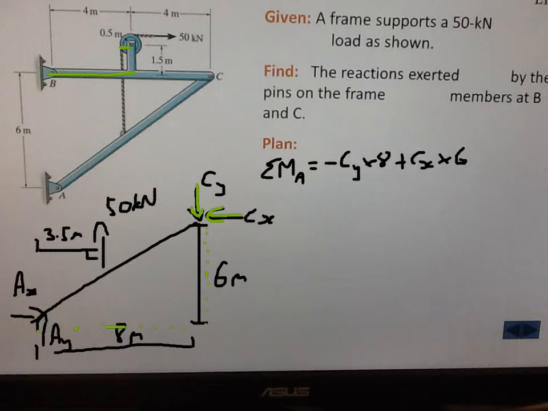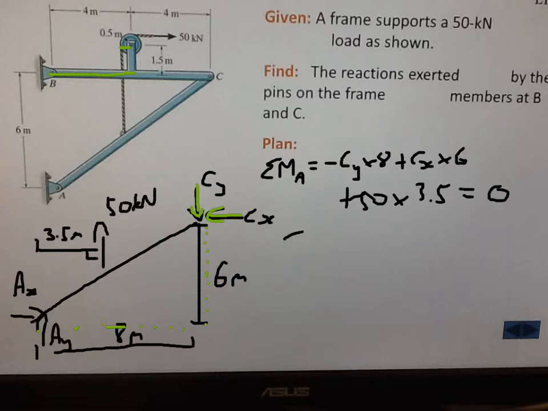We've got plus 50 times 3.5, and that's obviously the force of the rope, and that's plus as well because both of those, CX and the 50 newtons, are going to try and turn that structure anti-clockwise. That equals 0. Clearly you can't solve that yet.